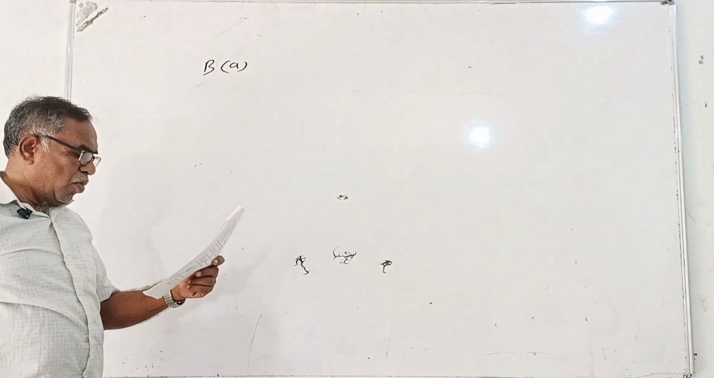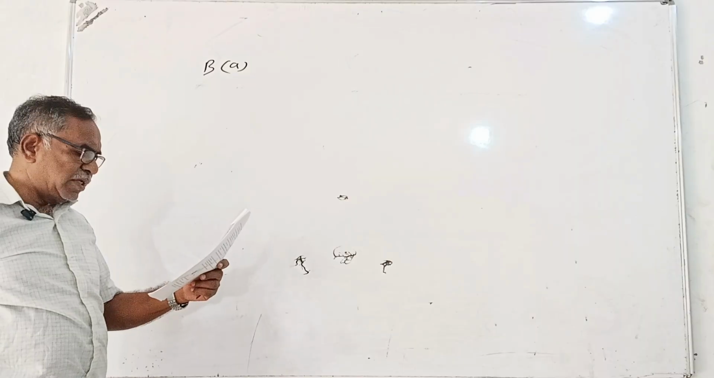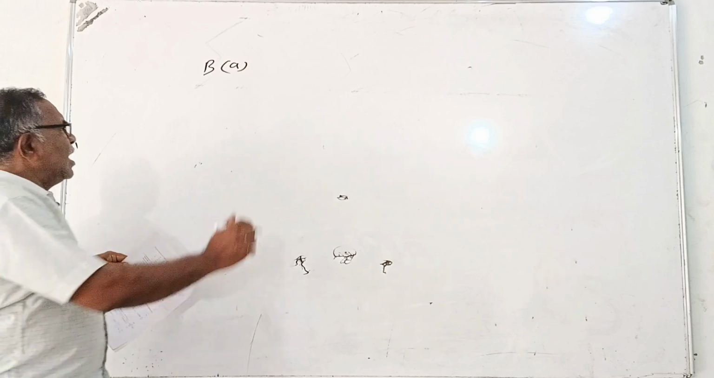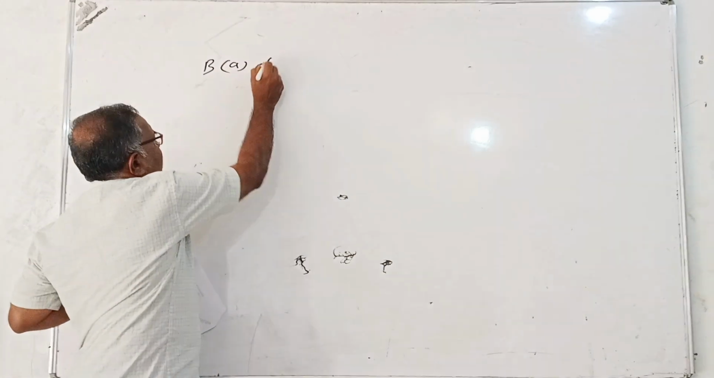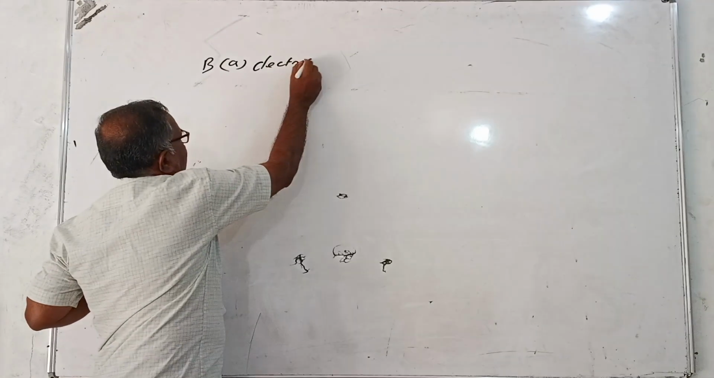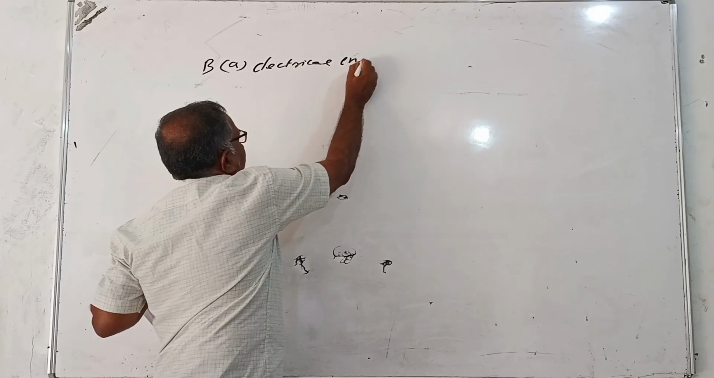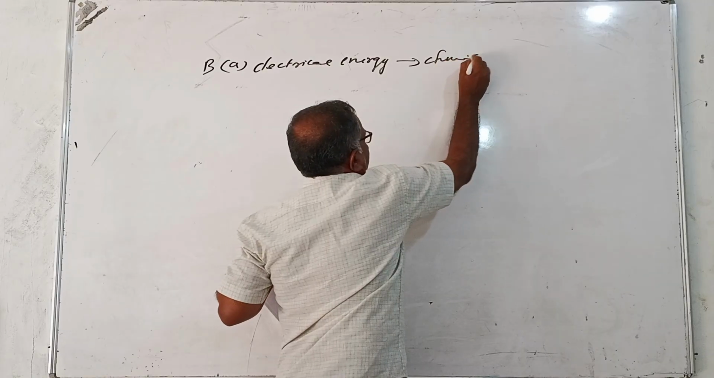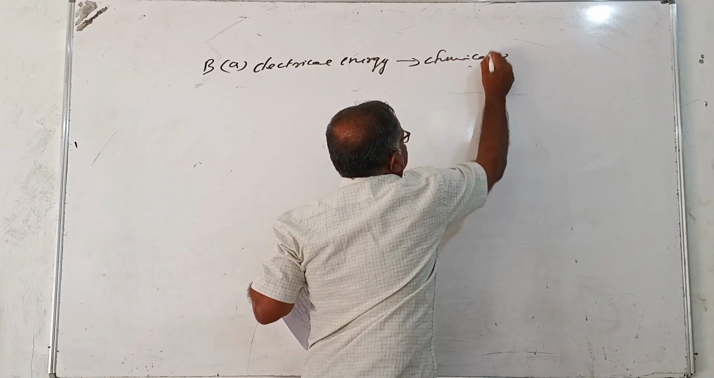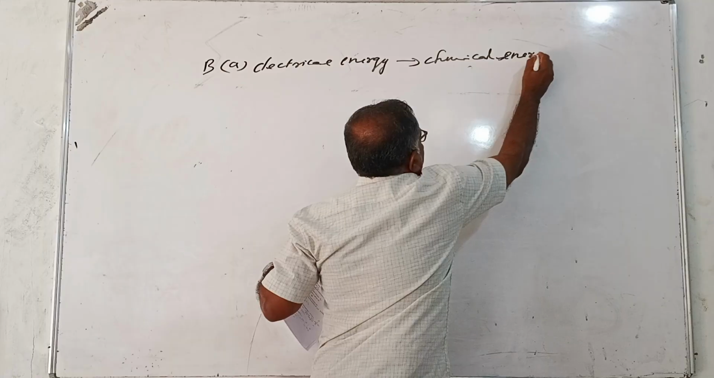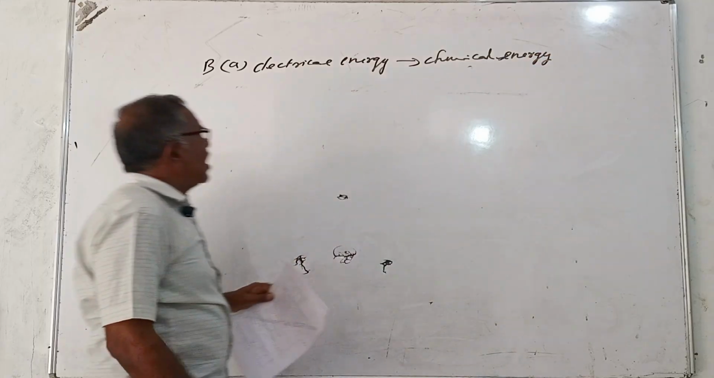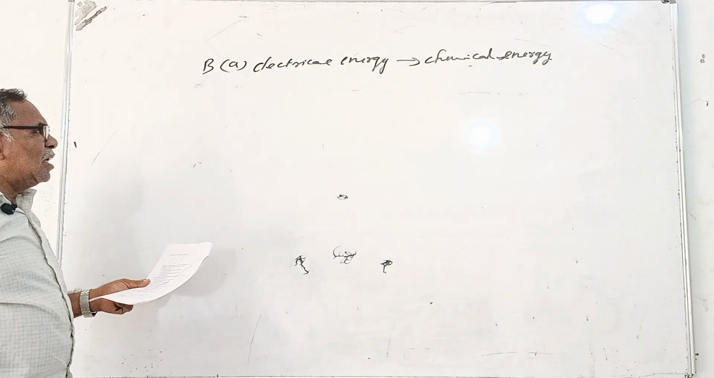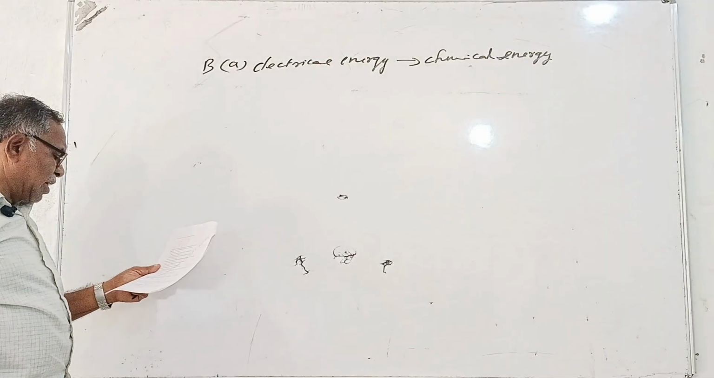Question: What is the energy change taking place in an electrolytic cell? In an electrolytic cell, electrical energy is changed into chemical energy. So in the electrolytic cell, electrical energy is changed into chemical energy, and in the galvanic cell, chemical energy is changed into electrical energy.